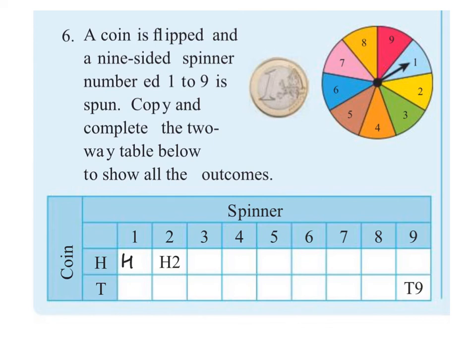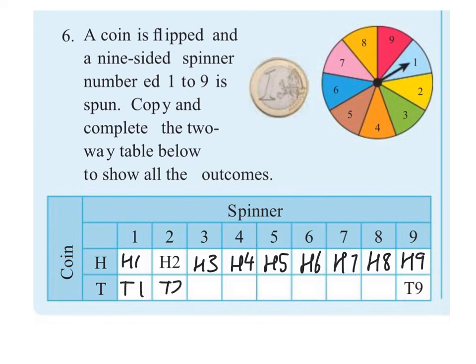So we have H1, H3, H4, H5, H6, H7, H8, H9, and then we have T1, T2, T3, T4, T5, T6, T7, T8, and that's all you had to do.